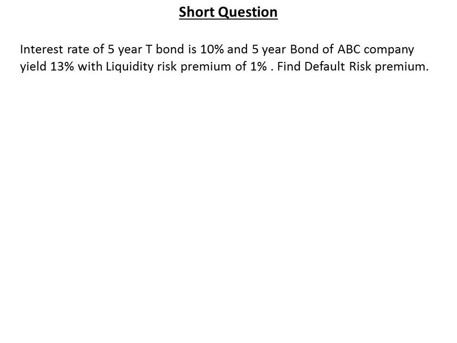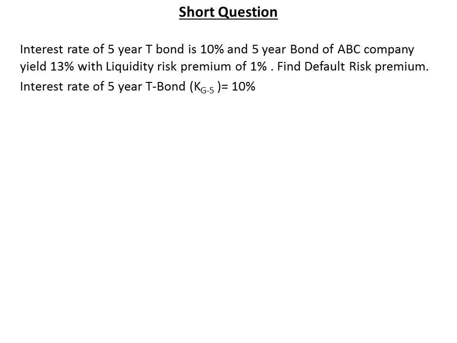Now have a look at the short question. Interest rate of a 5-year treasury bond T bond is 10%, and a 5-year bond of ABC company yields 13%. That is, the corporate bond is 13% with liquidity risk premium 1%. Find the default risk premium.